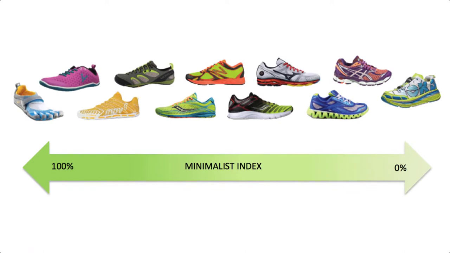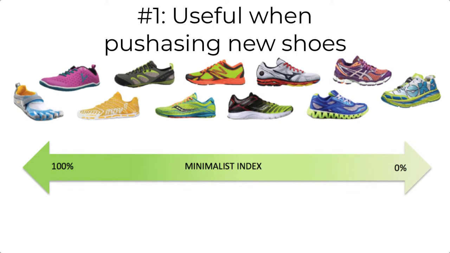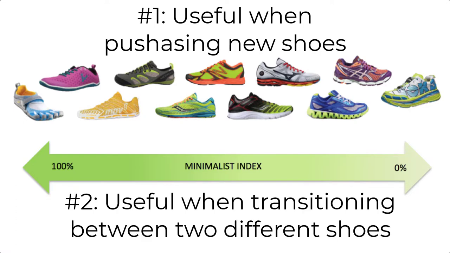And this is useful for two reasons. One, it's useful when purchasing new running shoes. We need to know what sort of percentage that particular shoe is. And two, when you decide to transition between two different types of shoes that are on different sides of the scale, we need to know how to transition. And so knowing the value of both of those shoes can be extremely helpful.